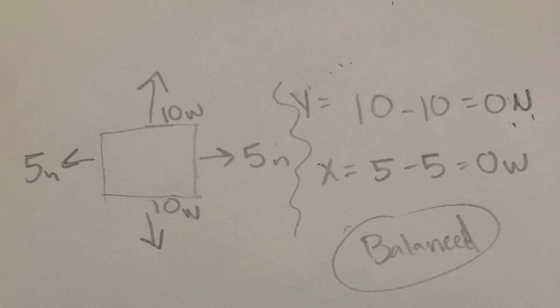And then here's an example of a balanced free body diagram. So we have the y one, which is the up and down, and we have that 10 subtract 10 and it equals 0 N. And then also on the same two sides for the x, the 5 minus 5, which is also 0 N, so that is balanced.